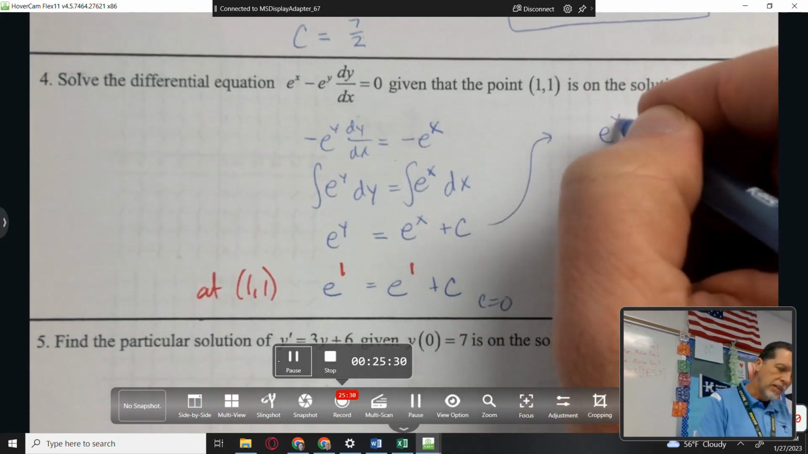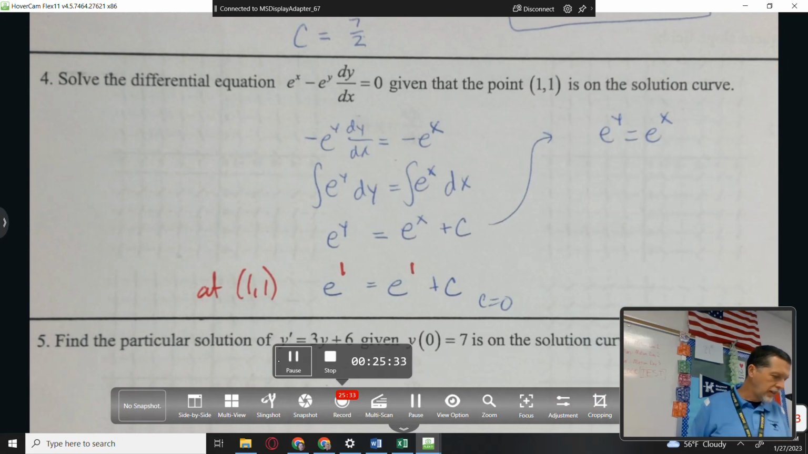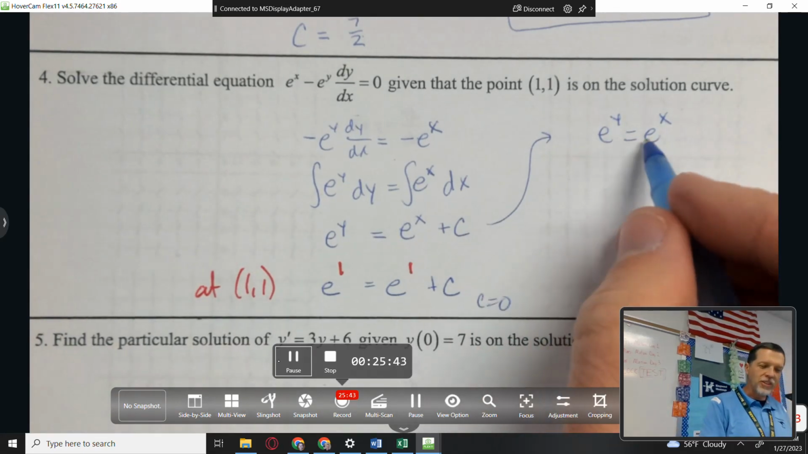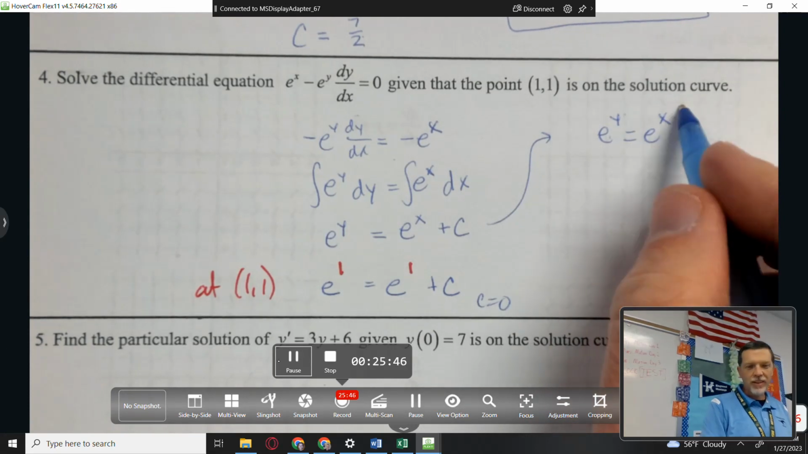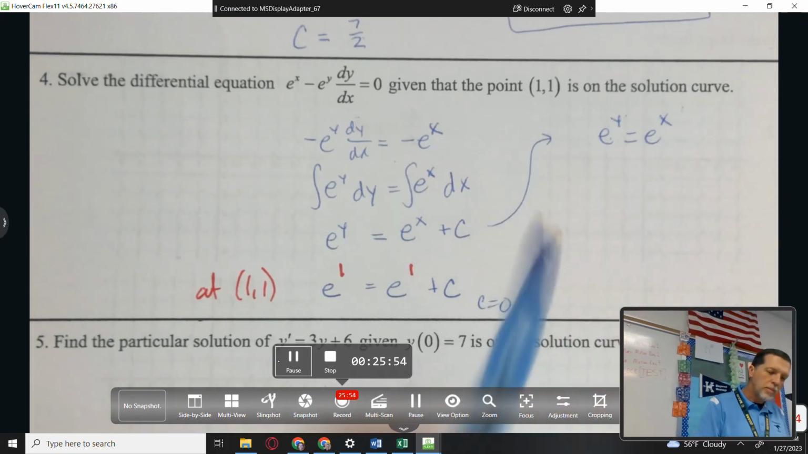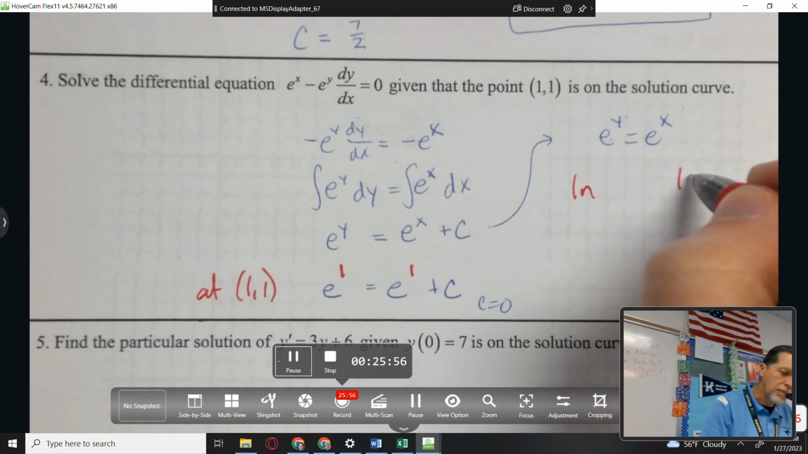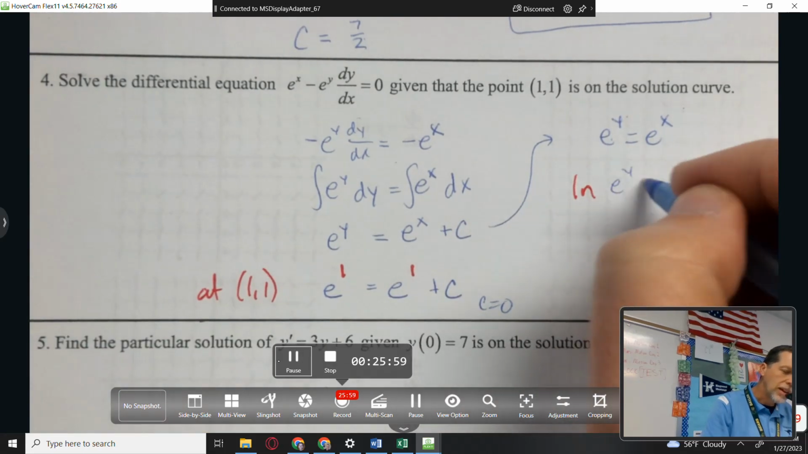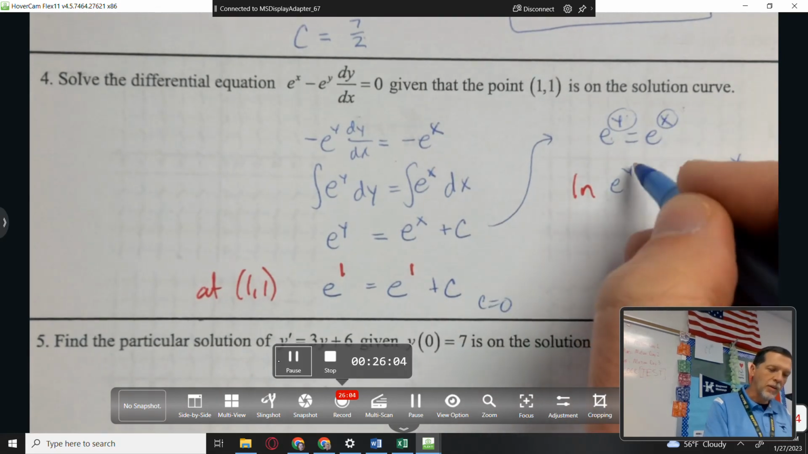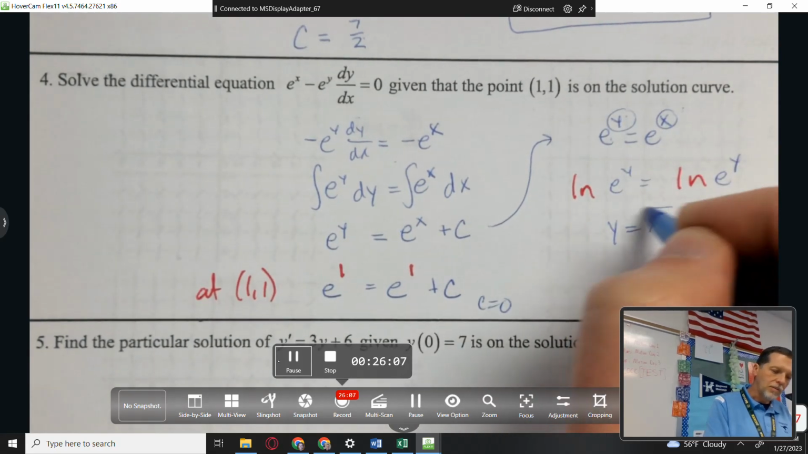So e to the y equals e to the x. You could natural log both sides, which would be fine. But you could just look and see if you've got e to something equals e to something, then y equals x. The technical way, and what we'll do on Monday, is take the natural log of both sides. So it's not wrong, and that is what we'll have to do on Monday. But on this one, if you don't do that, you can just say, look, it's got to be y equals x. You're right, it's y equals x.